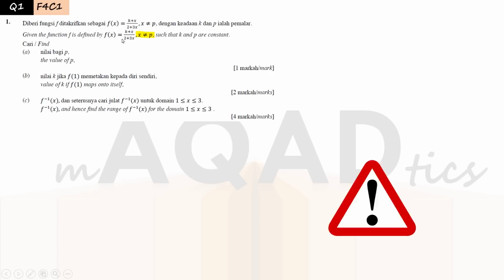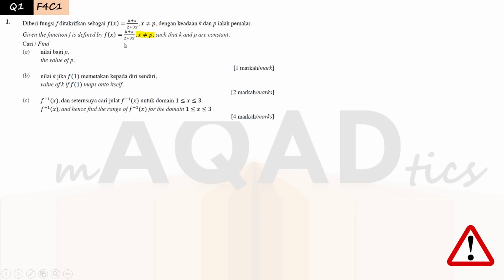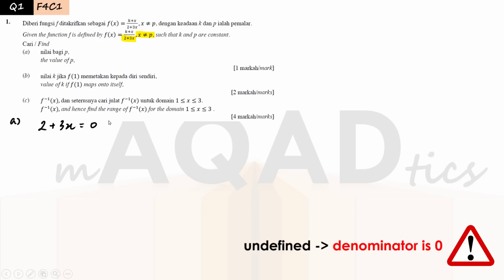So the only way that can cause this fraction to be undefined is the denominator here becomes 0. So to find this value of p, we are going to equate the denominator with 0 and find the value of x that cannot be put inside this fraction. Otherwise, it will become undefined. So the answer here is negative 2 over 3. So this would be the value of p.